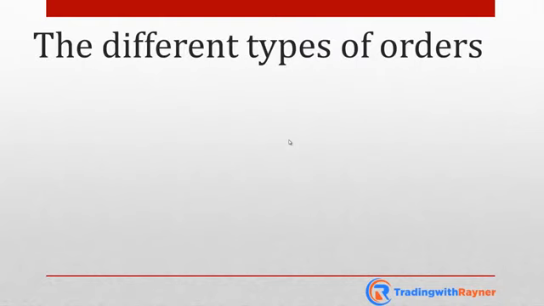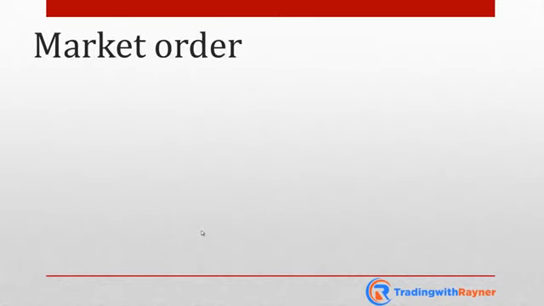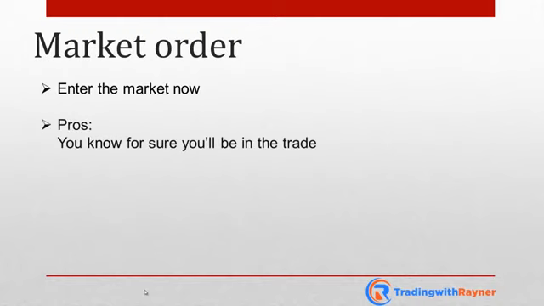So moving on, the different types of forex orders. There are a few types: market order, limit order, stop order, stop loss order. So let's talk about market order. A market order is an order that tells your broker, hey, I want to enter the market right now. I'm the boss. I want to enter right now. So the pros of this approach is that you know for sure that you will be in the trade.